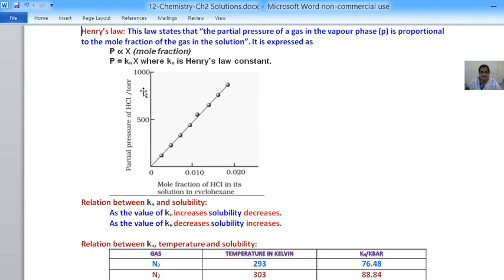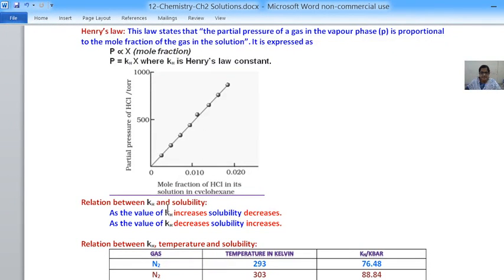Next, we will see the graphical representation of Henry's law. In the graphical representation, partial pressure is taken along the y-axis and mole fraction is taken along the x-axis. When we plot partial pressure versus mole fraction, we get a straight line graph. That means partial pressure varies linearly with mole fraction. That is, as the partial pressure increases, mole fraction also increases, or vice versa.